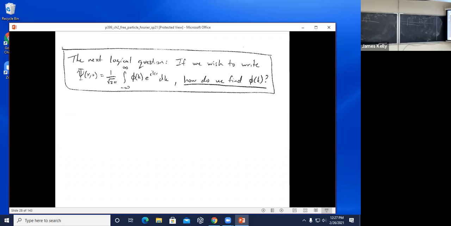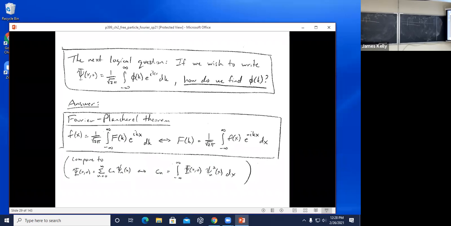Okay, so the one missing ingredient now is if we want to write psi of x0 in the way I just had up on the board, so then later on I can put in the time dependence, the question is, how do I find those phi of k's, those coefficients? The answer is, it's sort of the same way we did before, except it's harder to do the derivation now. There's some wishful thinking in the derivation. But there's a theorem you can prove in analysis called the Fourier-Plancherel theorem, which tells us something very similar to what we found out before in the discrete case, right?